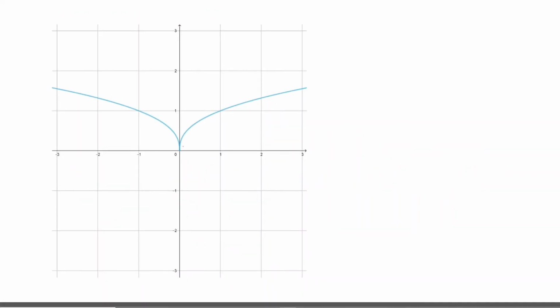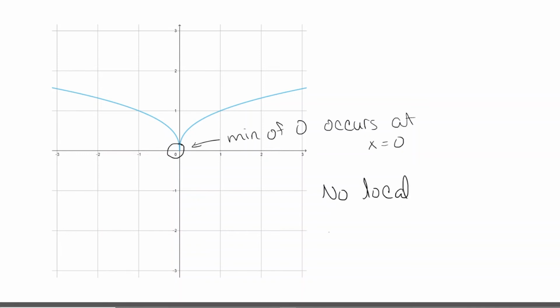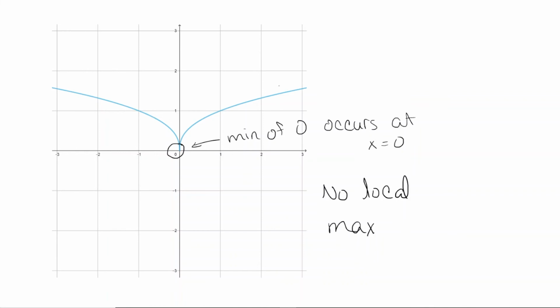If I look at this graph here, I can see that I have a local minimum of 0, and it occurs at x equal to 0. However, there is no local maximum here. Both of these functions just get bigger and bigger indefinitely. So there's no point that in a little neighborhood around that point is the maximum. This graph does not have any local maximums.